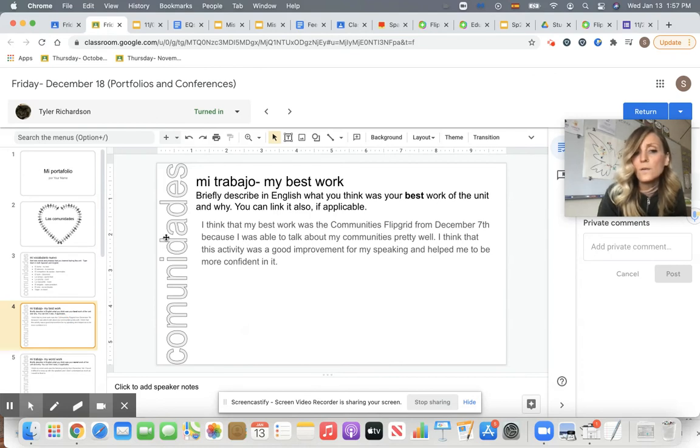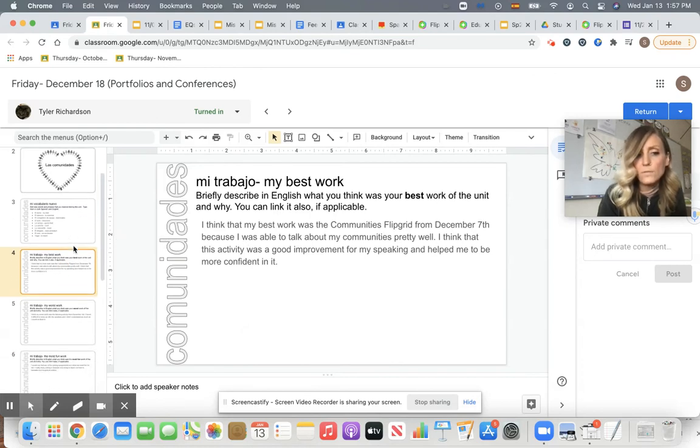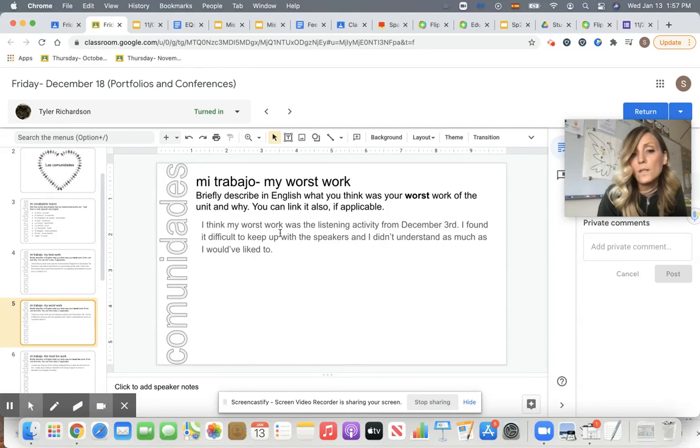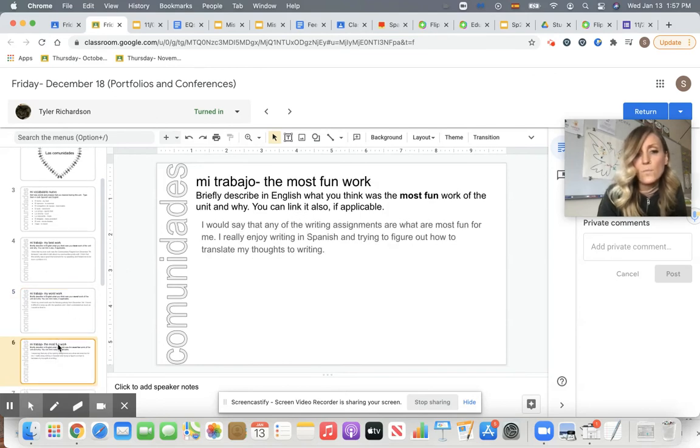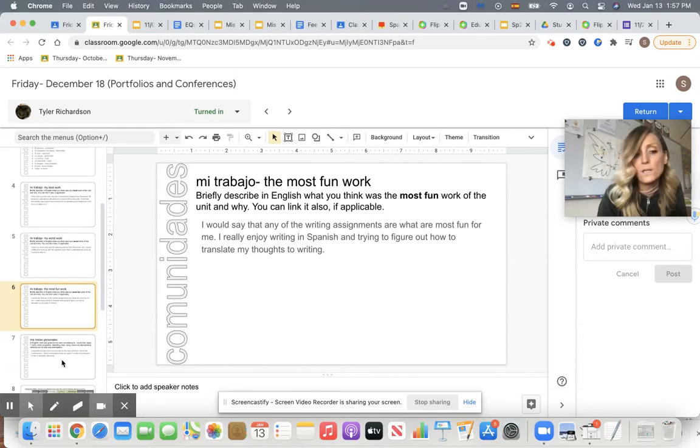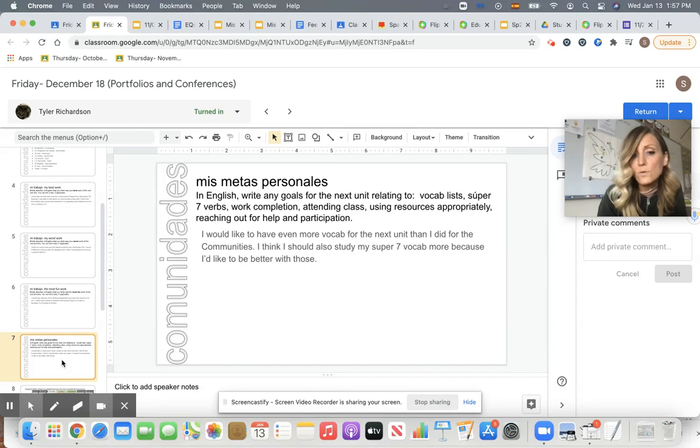Then he could reflect on what he thought his best work of the unit was. He could reflect on what he thought his worst work of the unit was. He could reflect on what the most fun work that he did for the unit was. He also was able to come up with some personal goals because we want them thinking about vocabulary, Super 7 verbs, completion, attending, participation, resources.